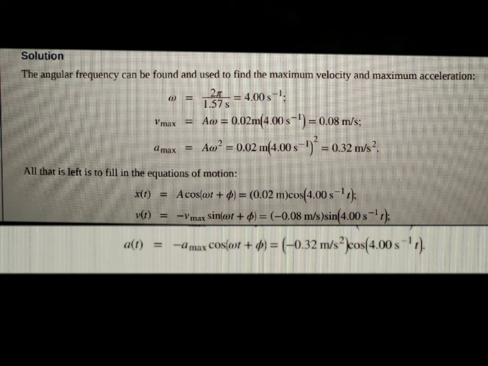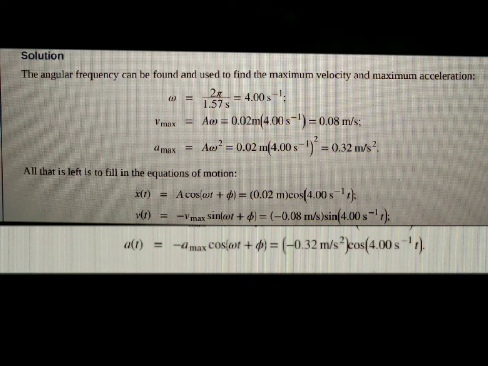Because the block is released from rest at x equals A equals positive 0.02 meter, once the angular frequency is found, we can determine the maximum velocity and maximum acceleration. The angular frequency can be found and used to find the maximum velocity and maximum acceleration. So, angular frequency equals 2 pi divided by 1.57 seconds, which is equal to 4.00 seconds to the negative 1.